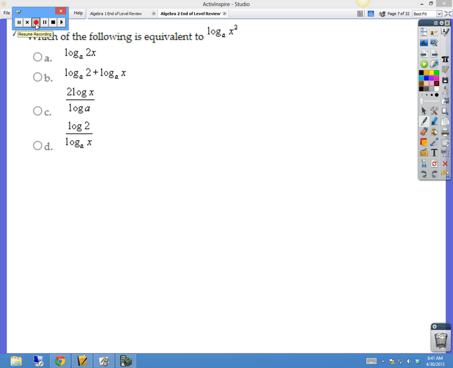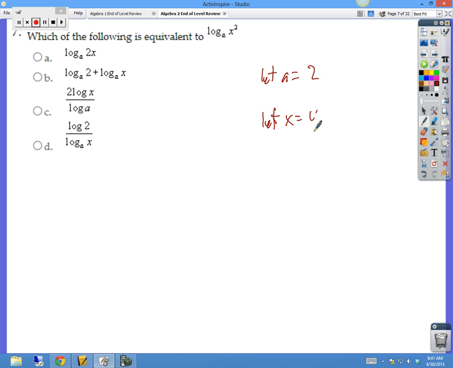Okay, so here's your street smarts. If you have access to a calculator, you can say let a equal 2, let x equal 4. But you have to have access to a calculator. If you don't, then you have to know the properties. So we'll go both ways.